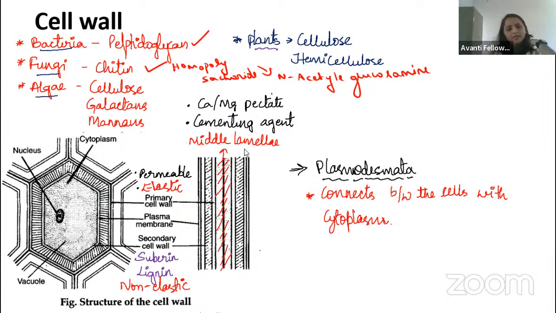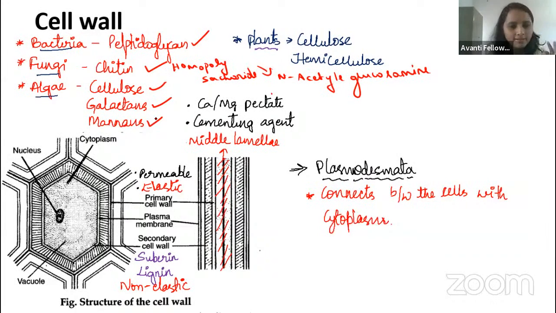Okay, fine. So now let us come to the algae. In some algae, like the green algae, the cell wall has cellulose, galactans and mannose. So these are the cell walls: the bacterial cell wall, the fungal cell wall, and the algal cell wall.